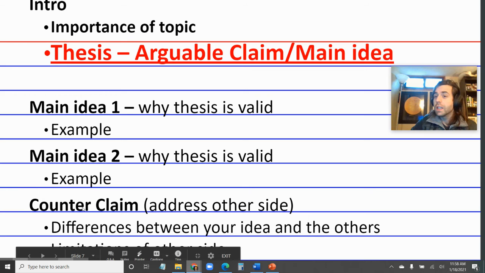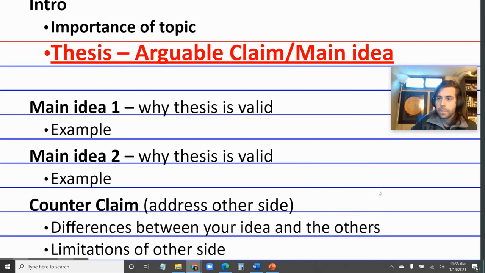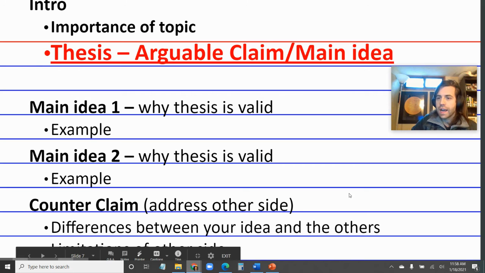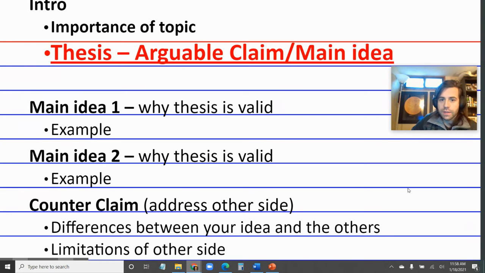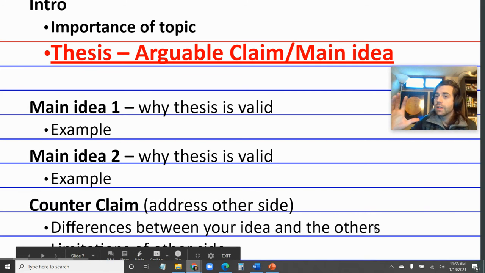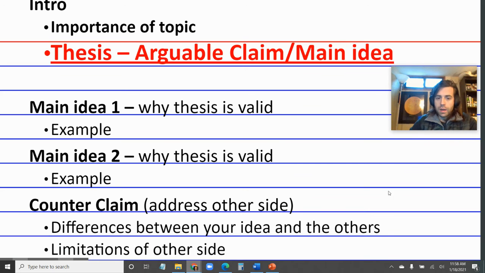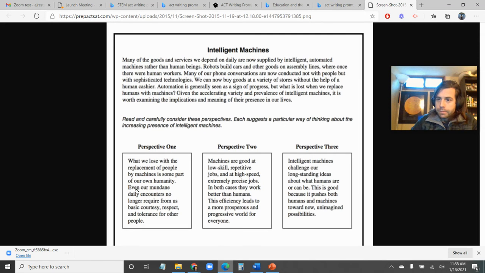So I'm going to try to come up with at least 2 ideas to defend my thesis, and then I'm going to spend a little bit of time also thinking about what I'm going to call a counterclaim, which is how am I going to address the other side of my perspective? What are the differences between my ideas and the other ideas? What are some of those limitations of the other side? Because that can really help you. If I agree with perspective 1, part of strengthening my argument might be explaining, okay, I understand perspective 2, but here's what perspective 2 is missing, or here's what they're not thinking about. Here's kind of why they're wrong in some sense. You don't have to use those exact terms. And here's why that makes my idea even better, even stronger.